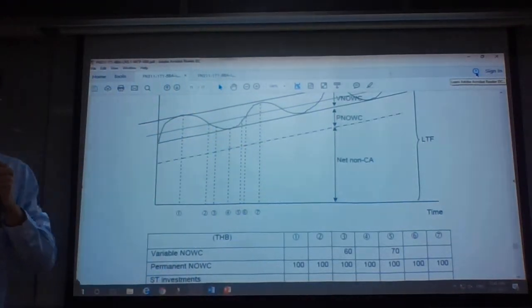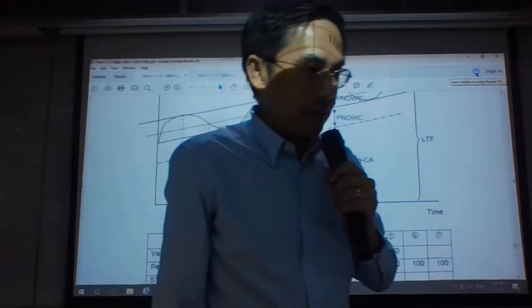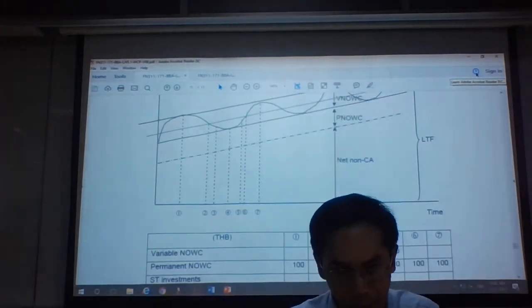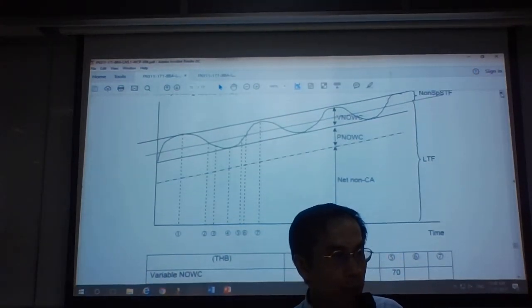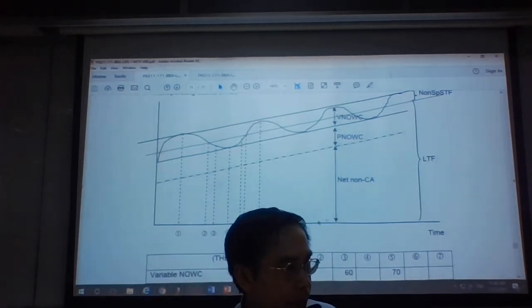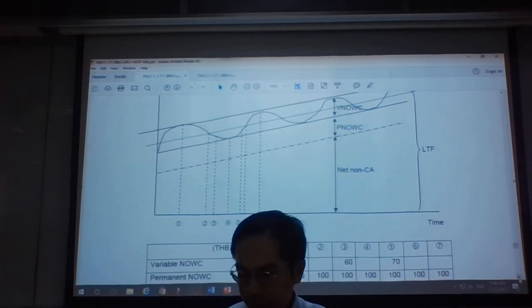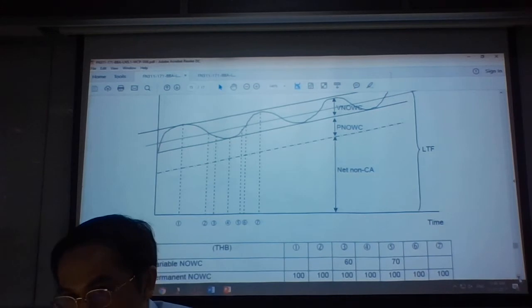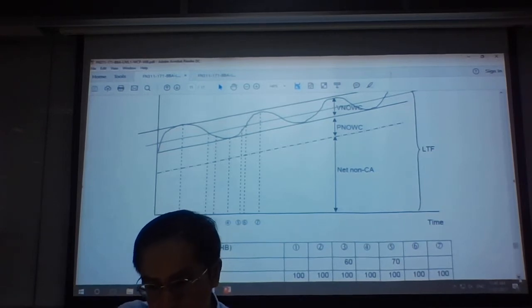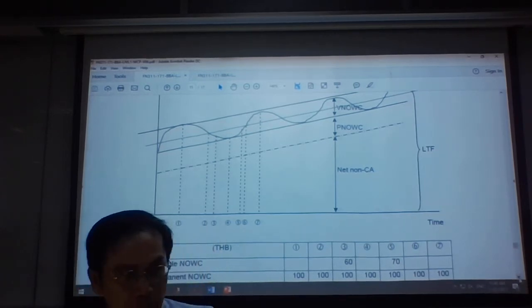I would like to explain the concept of conservative financing policy using the numbers, hoping that you will understand more. Now, take a look at all 7 points in the diagram. All 7 points in the diagram. And you need to understand a few things before we explain using the numbers in the table.